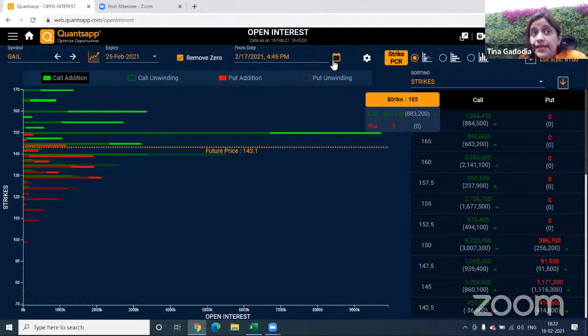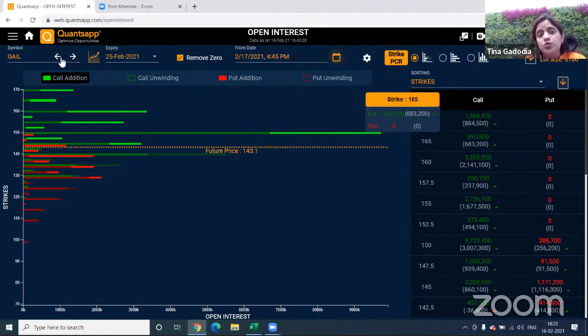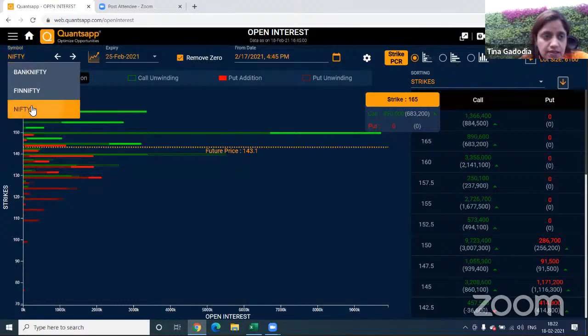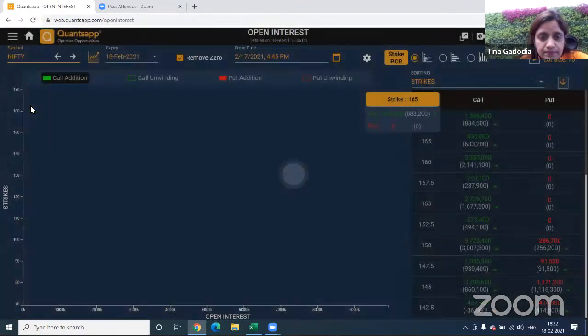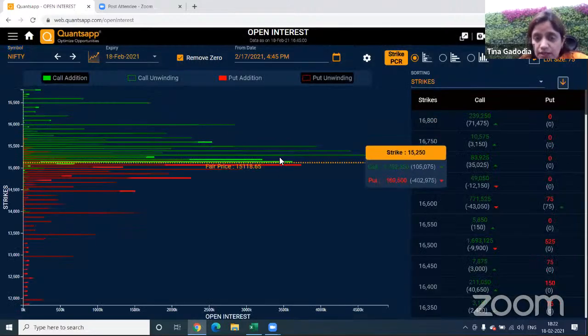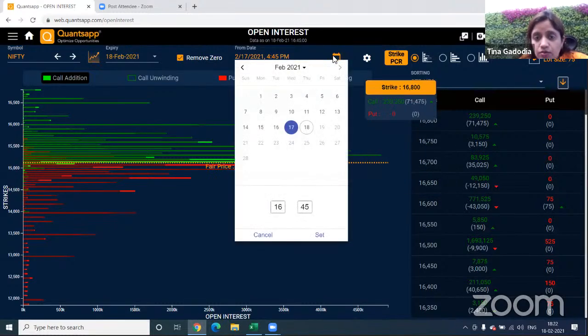One thing also in intraday trading which you should not miss out is the intraday change in OI, specifically when you are doing the Nifty and Bank Nifty. So if I say Nifty, things would be very different during the day also. So we need to understand how things would have happened on an intraday basis.